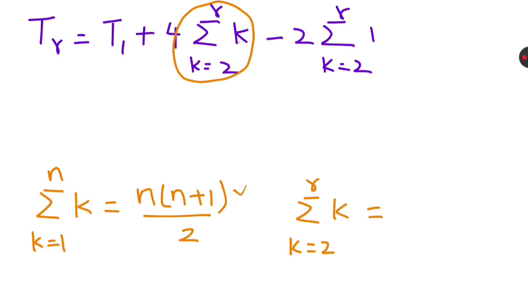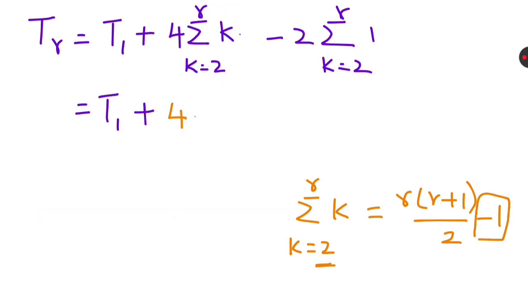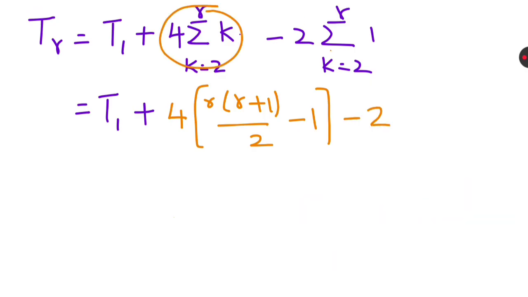So according to this formula we can write this as r into r plus 1 over 2 minus 1, because it starts from 2 not from 1. So that's why we have to subtract 1 here. So 4 into summation k, we can write this as r into r plus 1 over 2 minus 1. This is for the summation k, and then minus 2 into summation 1.